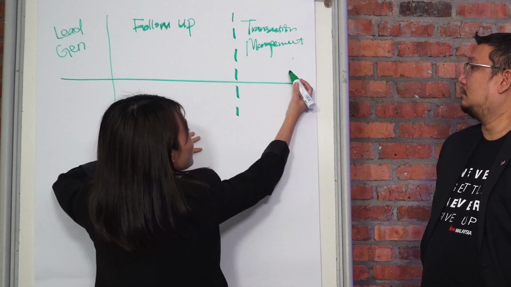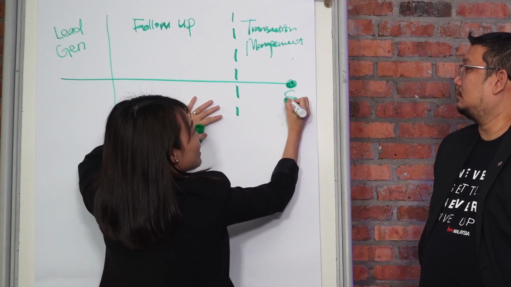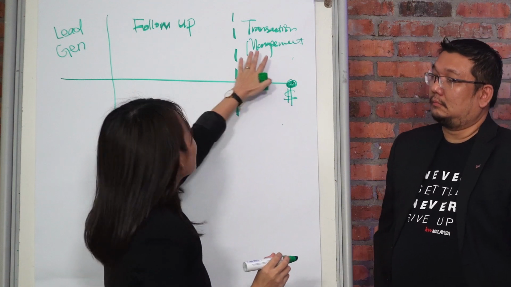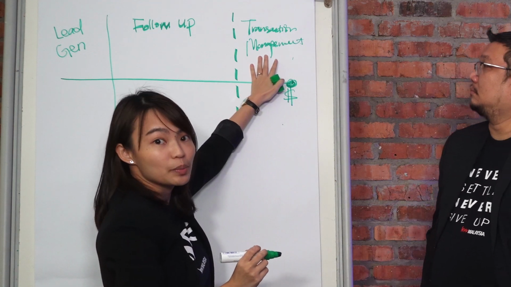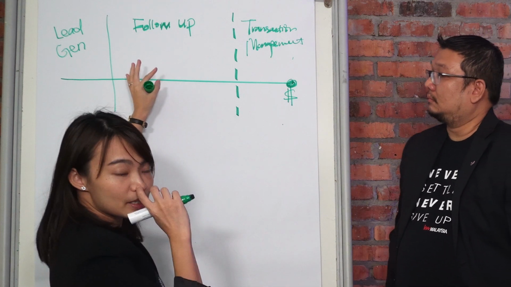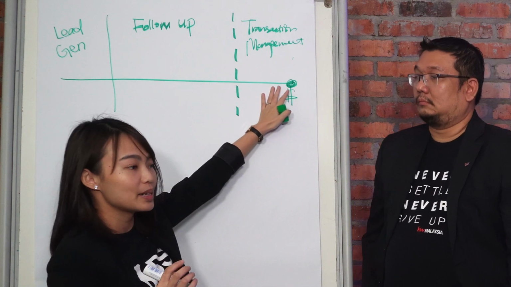From here to here, it might take a few weeks, and this is where you actually get your commission, where you manage to close the sale. This is what we call the transaction management process. So in short, we're going to break down the sales process into three parts: lead gen, follow up, and transaction management.